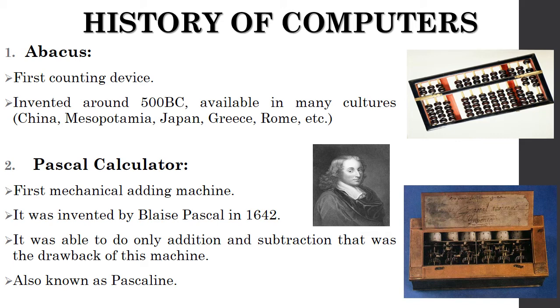Next, second one is the Pascal calculator. The Pascal calculator is considered the first mechanical adding machine. It could perform the operations mechanically. A scientist by the name Blaise Pascal invented the Pascal calculator in 1642. One of the disadvantages of this Pascal calculator is that it could only perform addition and subtraction.